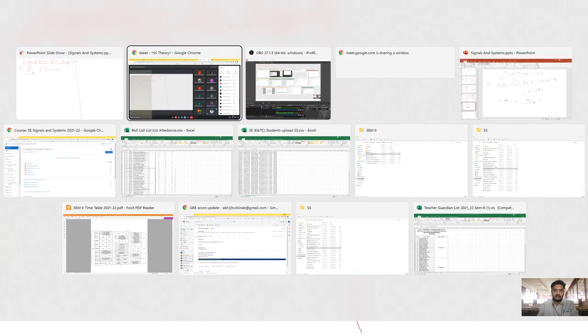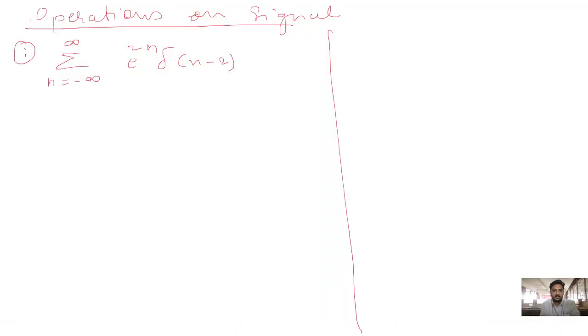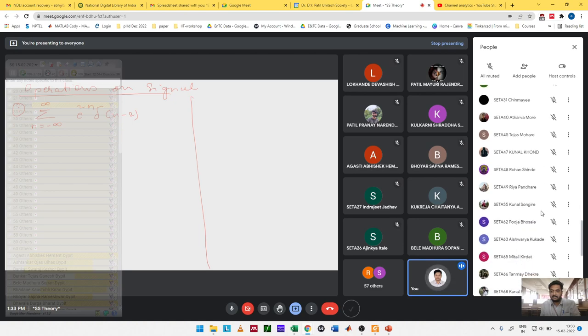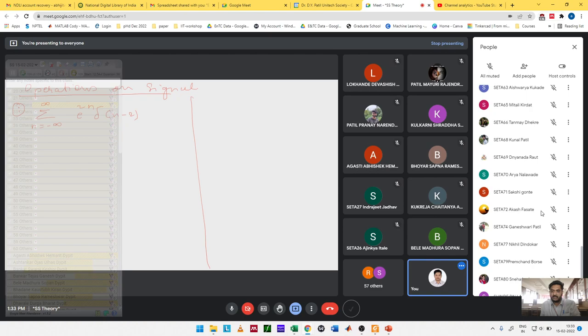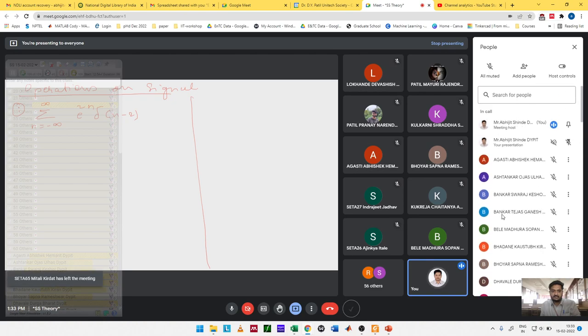So this is my equation and you are supposed to simplify it. Can anyone help me how I can do the simplification of this? Any idea? I'm not expecting that you will give me a right answer, but I expect you to at least think and say whatever comes to your mind. How can we solve this? Anyone? Ajinkya, Riya, Arya, Sakshi, Akash, can you help me? Is the question understood?